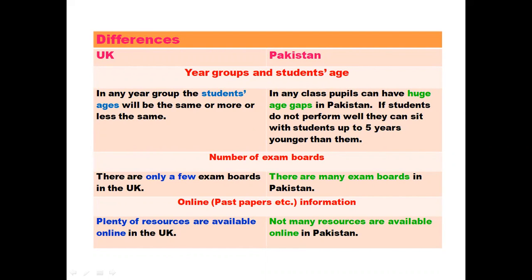Looking at the number of exam boards, there are only a few exam boards in the UK, I would say about 6 or 7, as compared to Pakistan, where there are so many exam boards, and some of them are actually managed by the government. Online information: plenty of resources are available online in the UK, while in Pakistan, not many resources are available online, even in 2021, which is a shame.